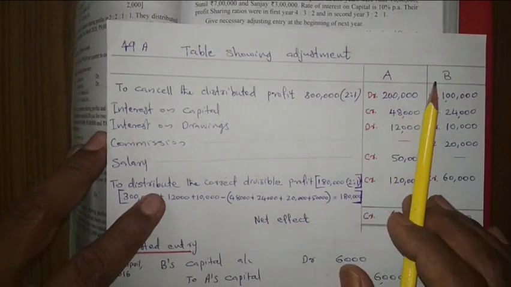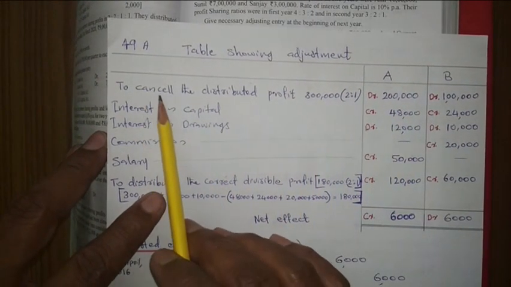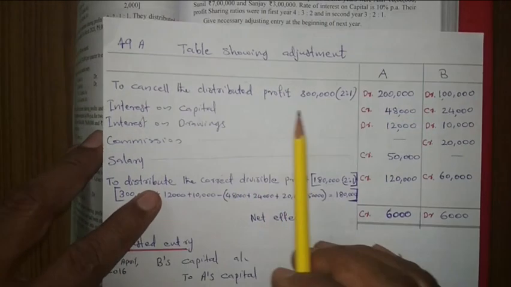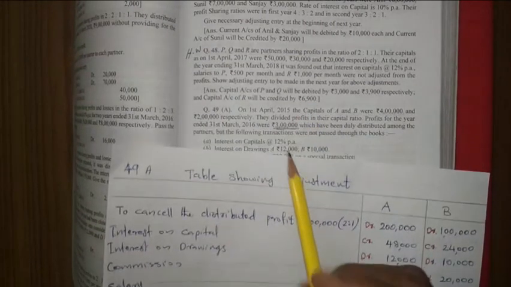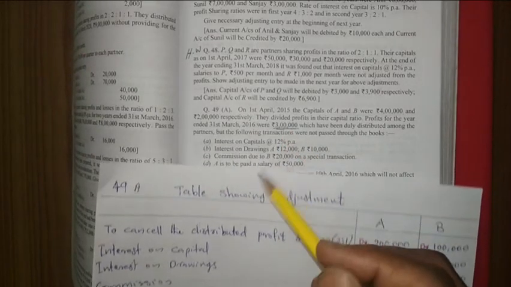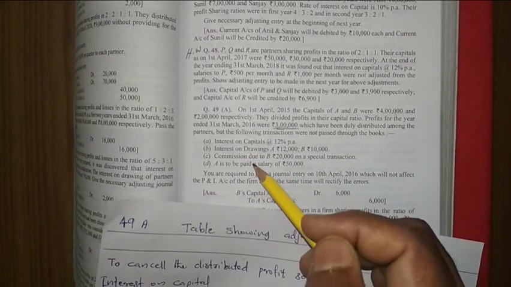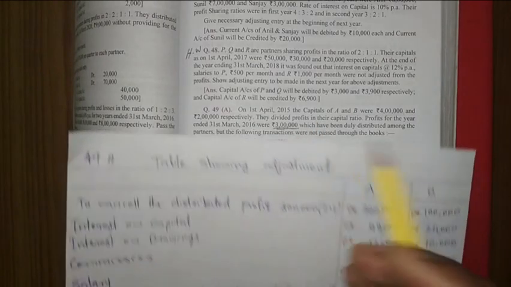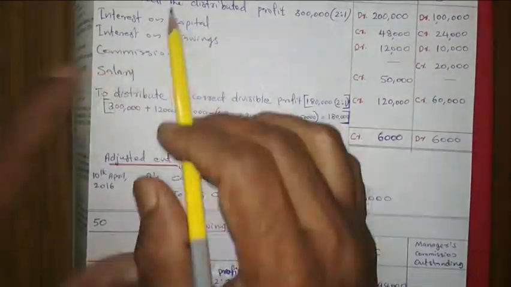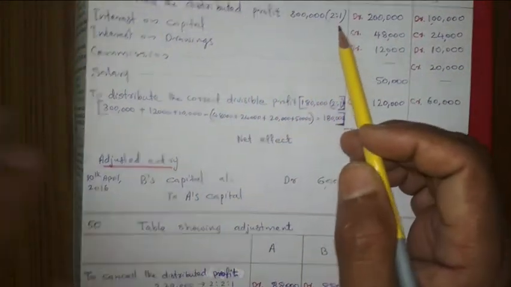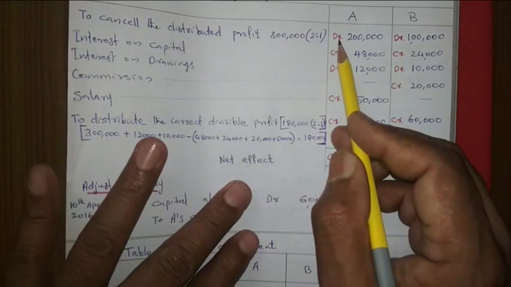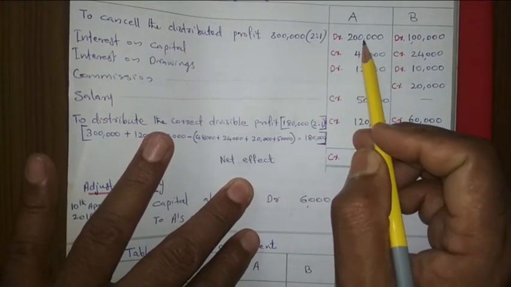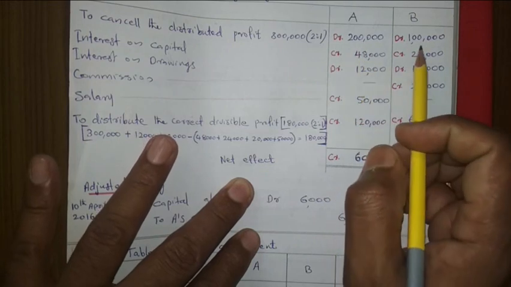Name of the partners, A and B. Then to cancel the distributed profit, they already distributed some profit. The profit given in the question is 3 lakh. They distributed 3 lakh without considering interest on capital, interest on drawing, commission and salary. That is why that distribution was wrong, and that is why we are cancelling it in the beginning. So to cancel the distributed profit of 3 lakh in the profit sharing ratio, we have to debit it. So we are debiting, and the amounts come to 2 lakh and 1 lakh.